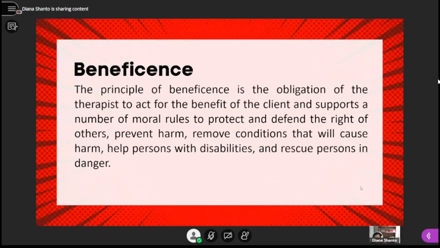When we talk about client benefit, it's supporting moral rules to protect and defend the right of others, prevent them from harm, remove conditions that will cause harm, help persons with disabilities and rescue persons in danger. Beneficence, it encompasses everything. When we talk about removing conditions that will cause harm, for example, in case of abuse, we have to report because then there will be investigations to see whether the person is in danger or not. Remove conditions that cause harm. Help persons with disabilities.